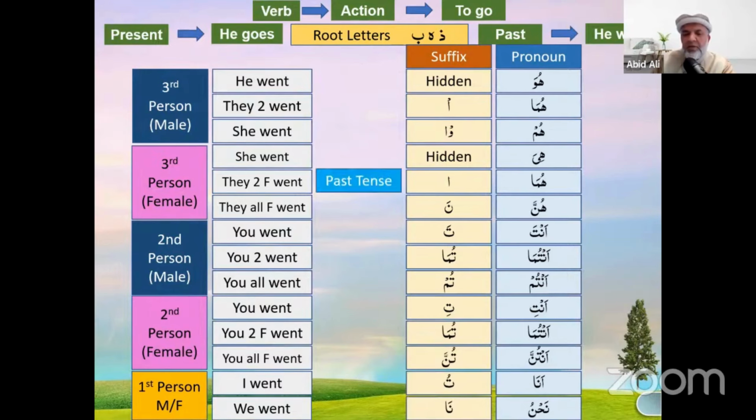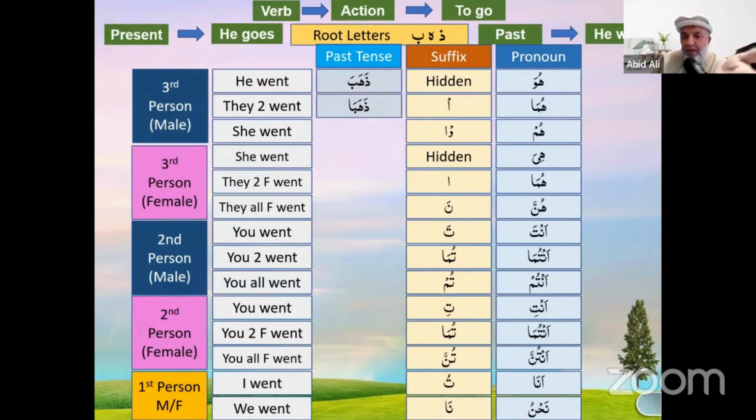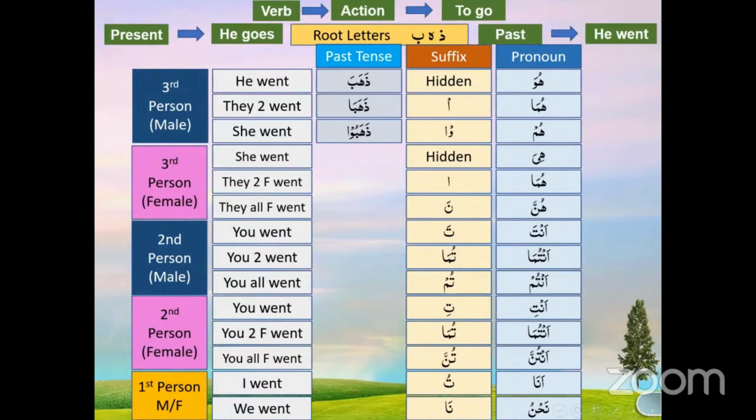So now, zahaba, huwa, there was hidden, no need to put anything. But for zahaba, I added the alif to the ba, because I'm dealing with two males. So I have to add this suffix alif. For the plural, I had to put the waw alif. Got it, guys?